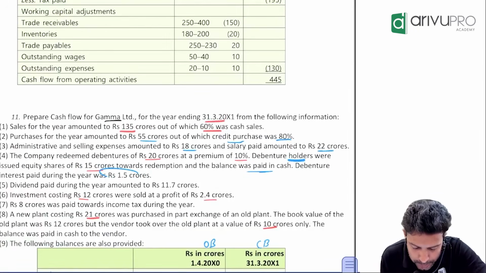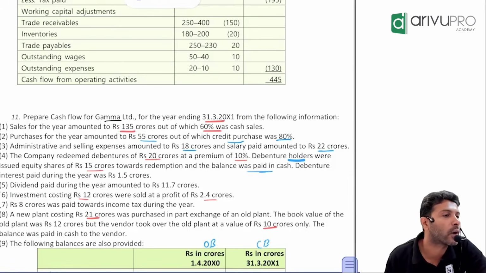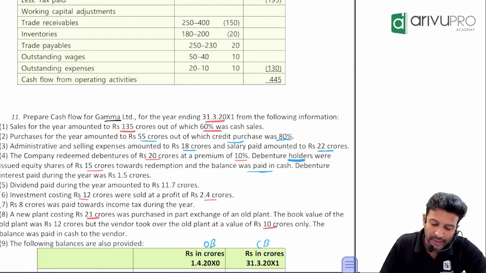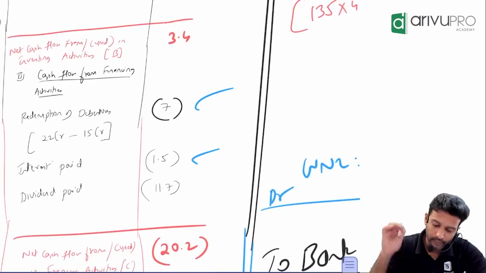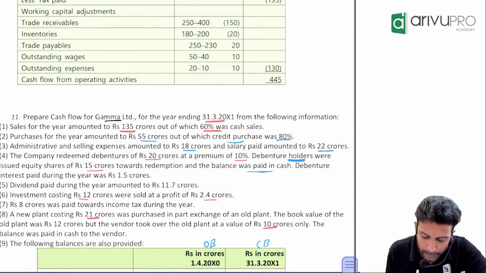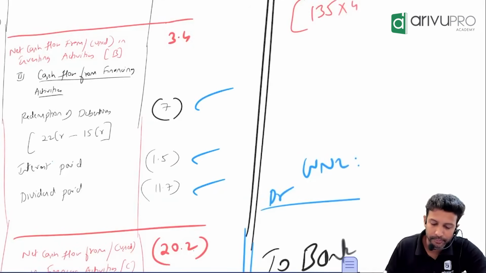Interest. Debenture interest paid during the year. How much? 1.5 crore. Interest paid on debentures. What activity? Plus or minus? Financing activity, 1.5 minus. Consider. Next. Dividend paid 11.7. Dividend paid, what activity? Financing activity, 11.7 minus. Taken. This is your financing activity.